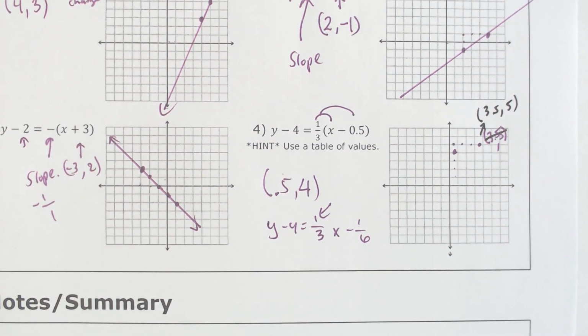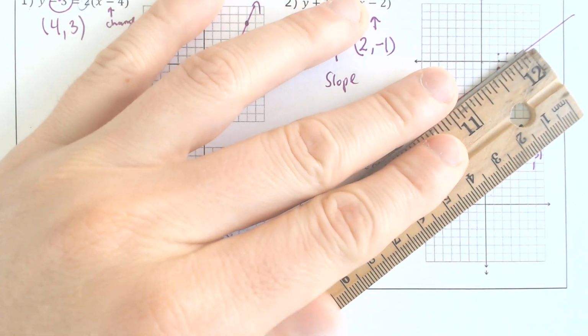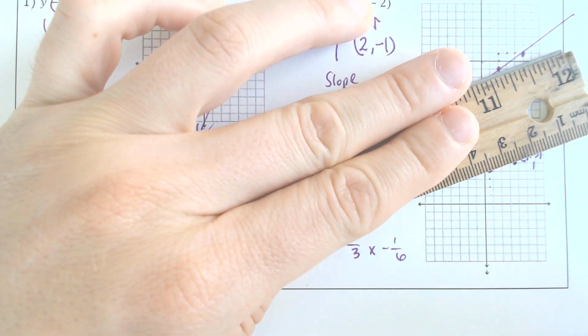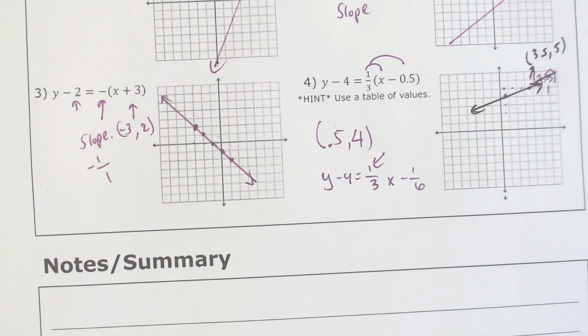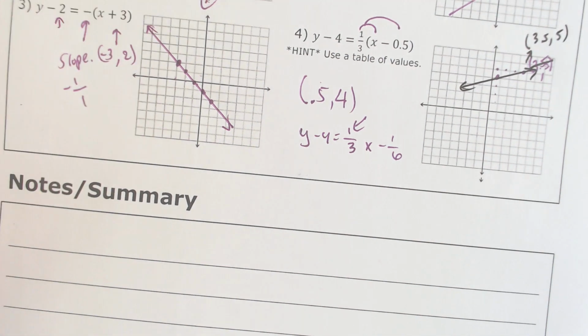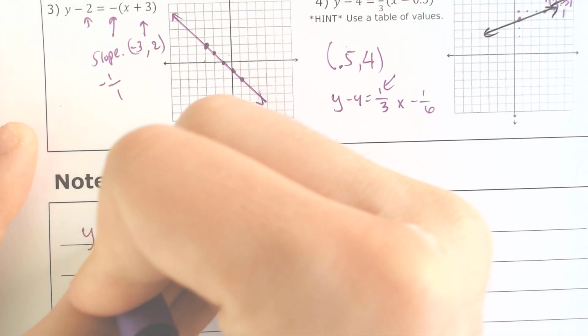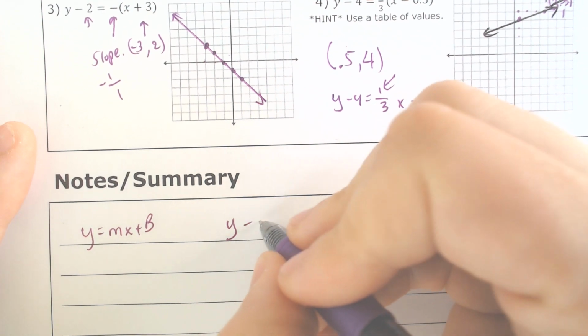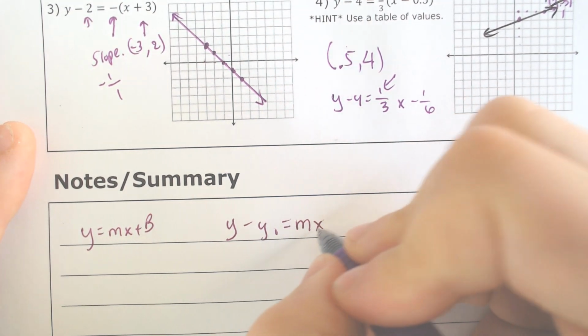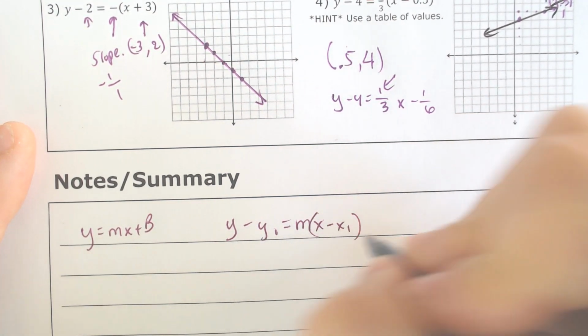So, graphing those two things, wrapping up the lesson, and then I'll be seeing you guys on the next one. I do want to go over some key features of things to remember. So, notes and summary. There are three forms of a line. You got y equals mx plus b. You got y minus y1 equals m(x minus x1). That is the point slope formula.